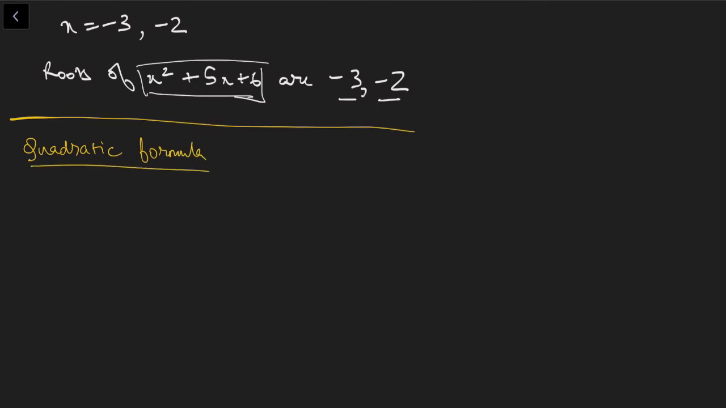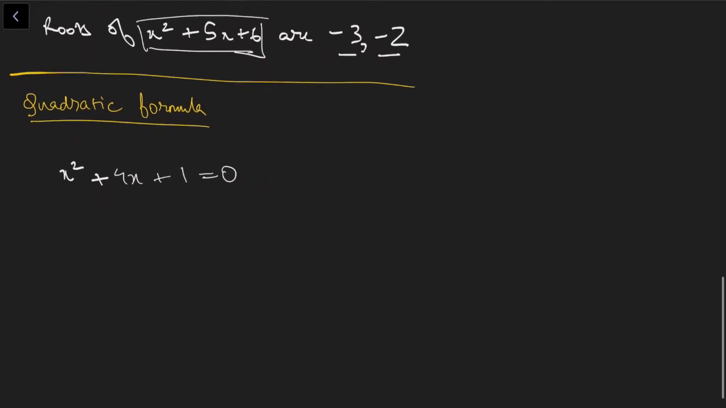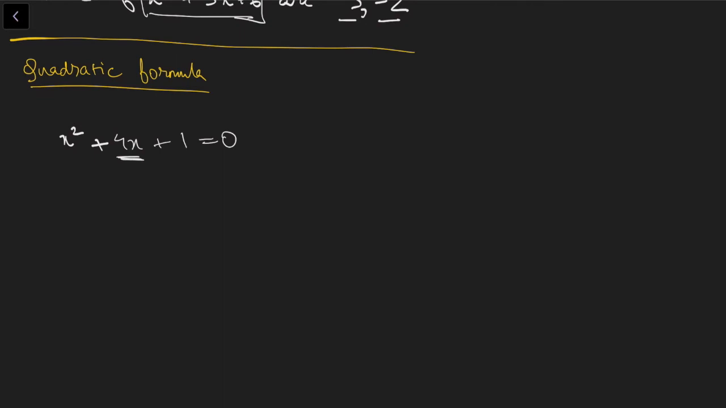Now suppose we have an expression that says x squared plus 4x plus 1 is equal to 0. Now you can notice that there's no way that we can split this middle term. Let's take the non-variable constant and the coefficient of x squared: you'll have 1 into 1 is equal to 1. Now two factors of 1 which add or subtract to plus 4, that's not possible because the only factors of 1 are 1 and 1. So you can have a maximum of 2.